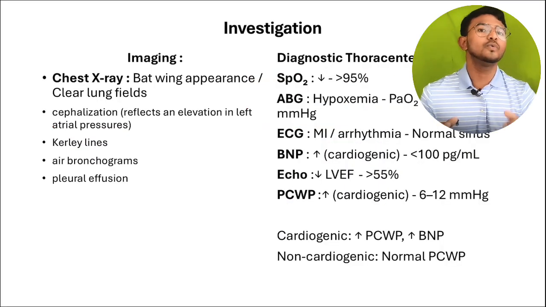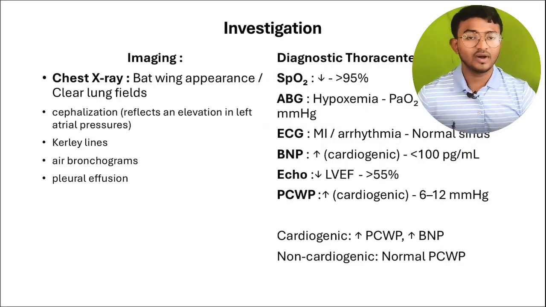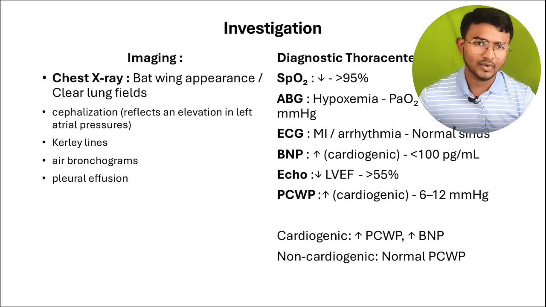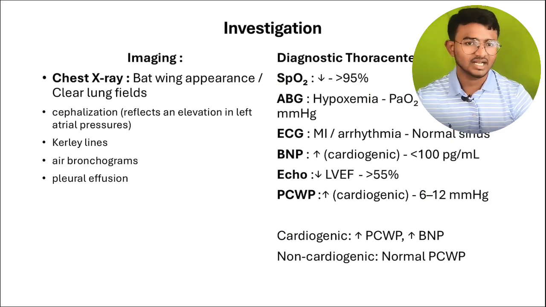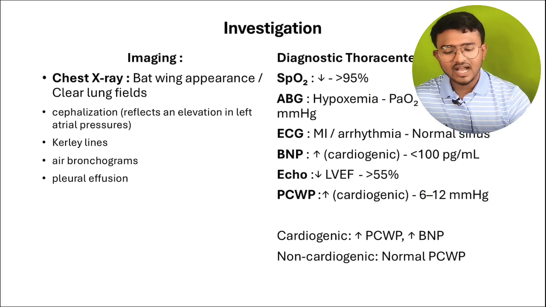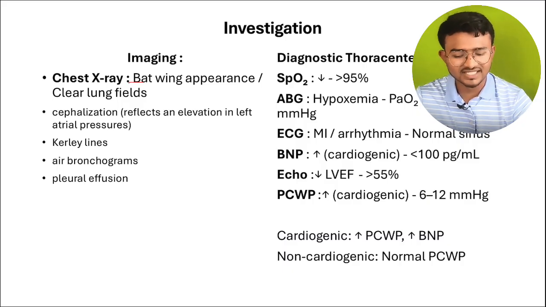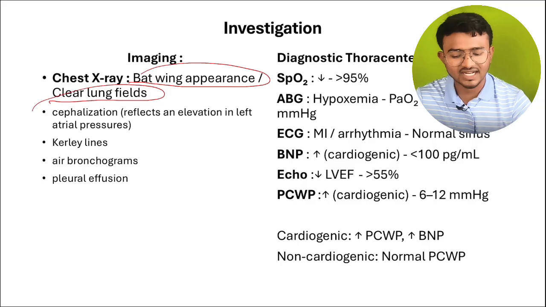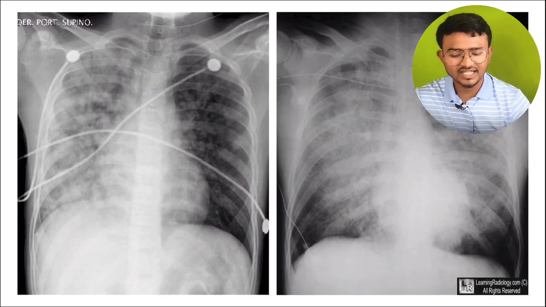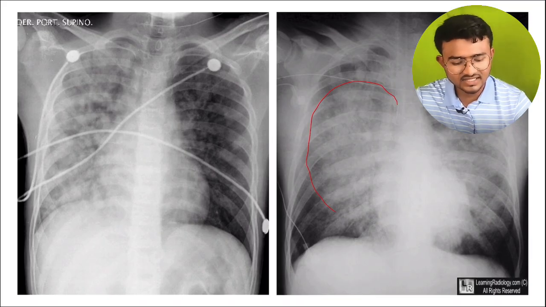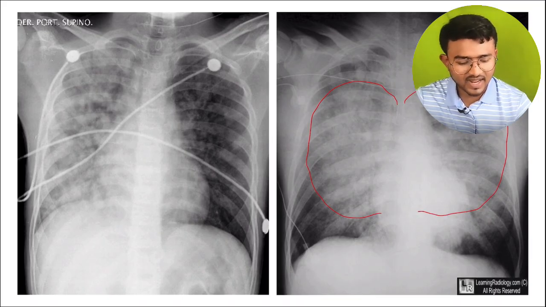Next, how we can do the investigation. What blood workups do we have to do? We are going to discuss everything here. First of all, imaging. In imaging, we have to do a chest X-ray. In the chest X-ray, we can see a bat wing appearance and clear lung fields. If you look at this image, this is the X-ray, and you can see the bat wing appearance here.